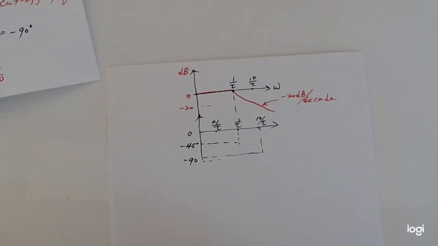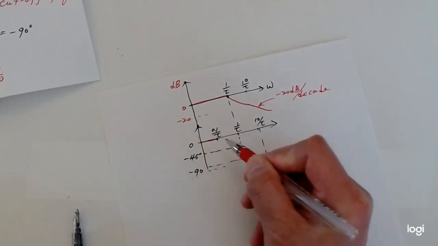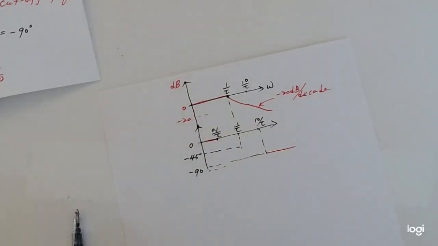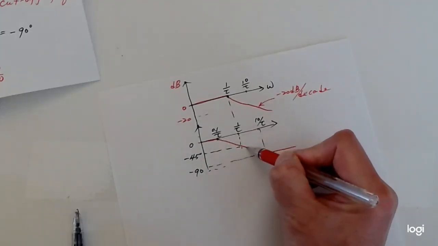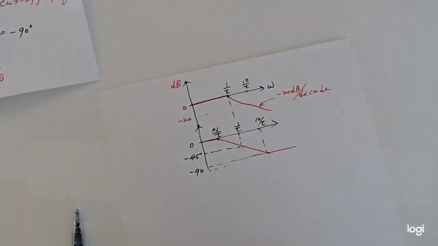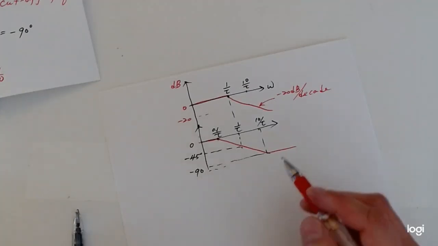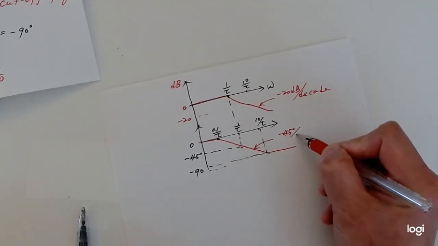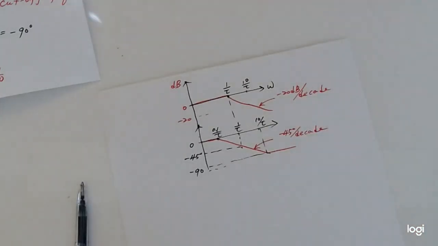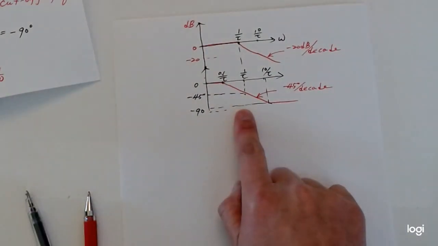So on the Bode plot, before it's 0, after it's minus 90, and this is the straight line, from 0 to minus 45 to minus 90. Or sometimes we say minus 45 degrees per decade. So if we know the system parameters, we can quickly find the Bode plot.